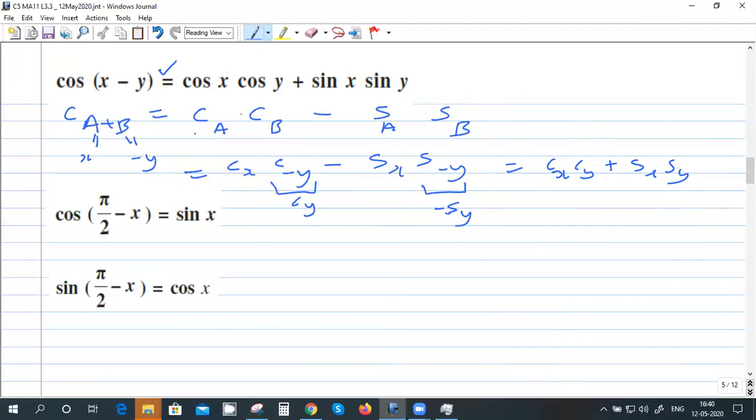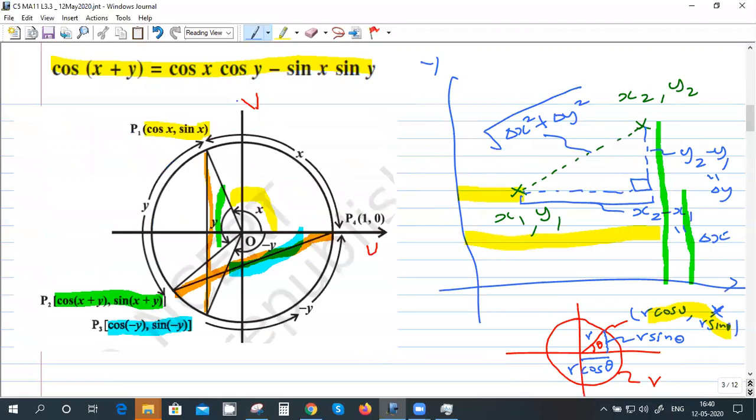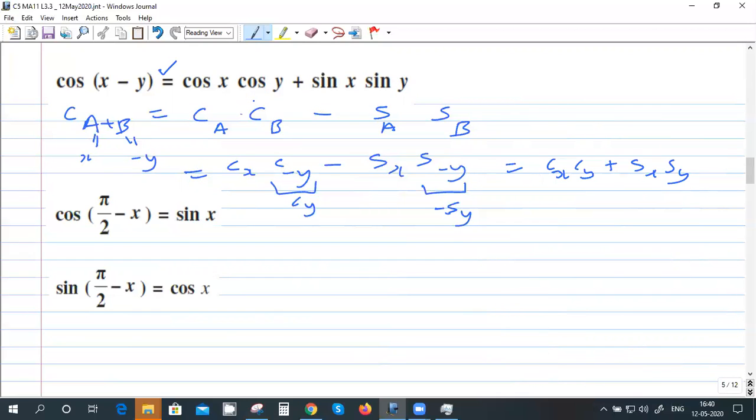Only cos of a plus b we have to do with this circle and do the hard work. But using this we can prove the a minus b formula, cos a minus b or cos x minus y, by choosing appropriate values of the angle. Okay, what about this one? How do you prove this one?